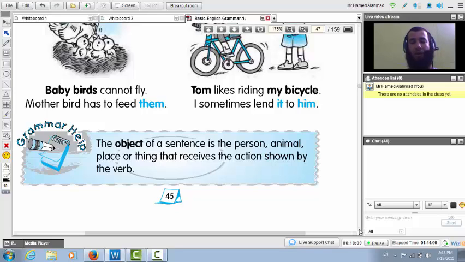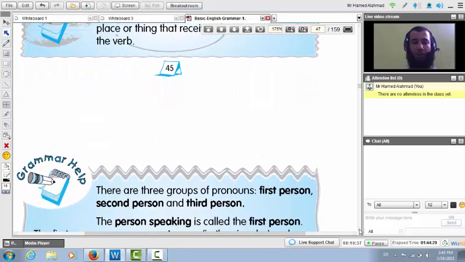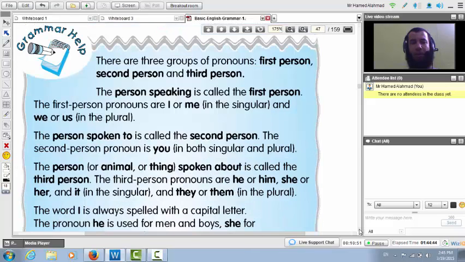But here the only and the greatest difference between them is that the object is the animal, the place or the thing that receives the action shown by the verb. Whereas in the subject, we said it does the action, and the object receives the action. Then here, guys, we came to such important notes. So how to differentiate between first, second or third person.